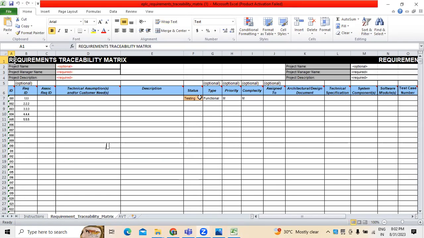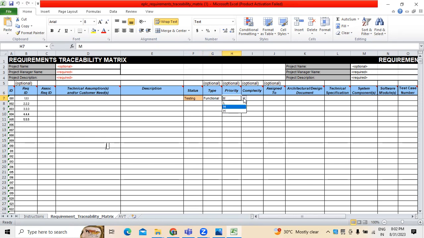So here you can see there is an option called status, isn't it? The status can be updated. It can be the testing phase or the coding phase, right? All that has to be updated over here. After status, next is type. What kind of functionality is this? Is it a functional requirement, a non-functional one, or a security requirement? That has to be updated.